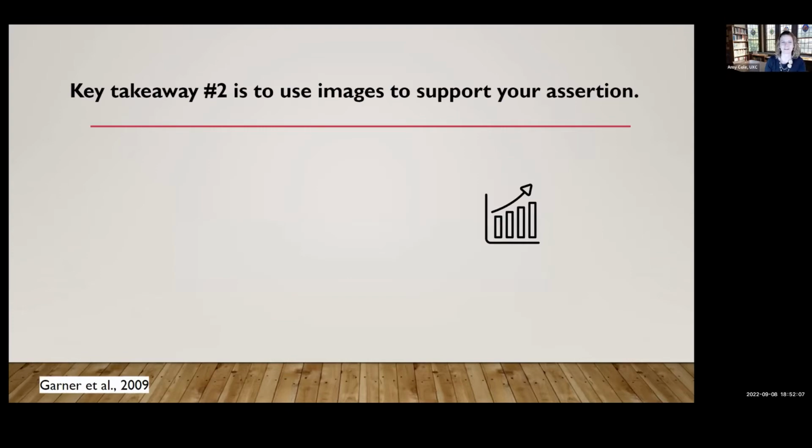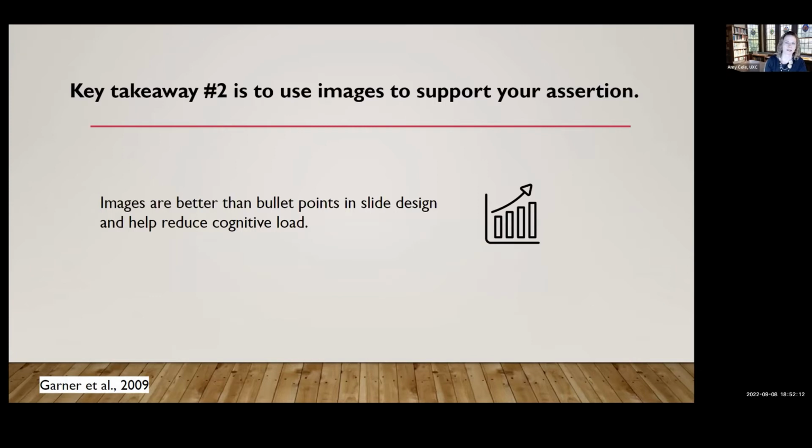Recapping, told you I would recap. Takeaway number 2, use your images to support that full sentence assertion. Because they're a lot better than bullet points and slide design, and they help reduce that cognitive load on your audience.